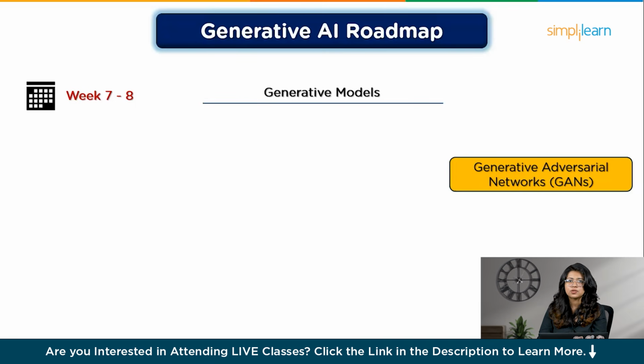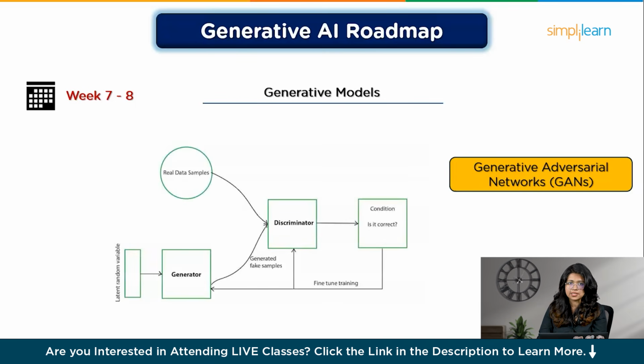A GAN consists of two neural networks that play a game with each other. One network, called the generator, creates fake data like images. The second network, the discriminator, tries to figure out which images are real and which are fake. Over time, the generator gets better at producing realistic images because it's constantly being trained by the discriminator's feedback. GANs are responsible for much of the groundbreaking work in AI-generated art, deepfakes, and even game design.